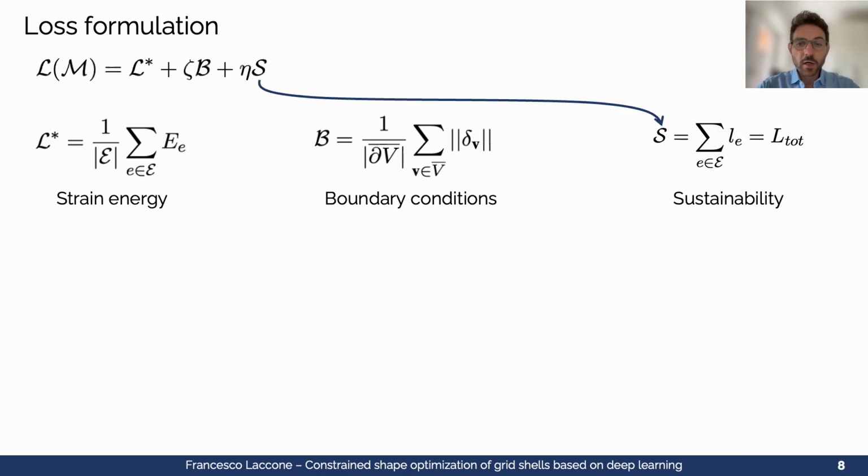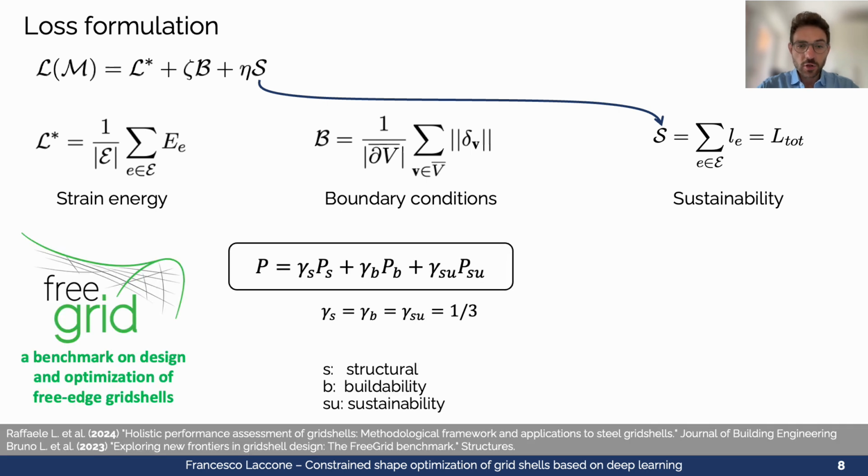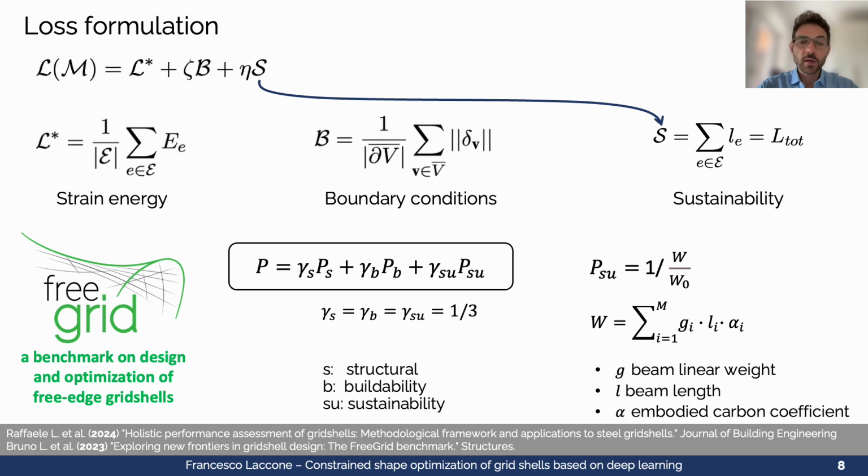The last component is inspired by the FreeGrid benchmark that promotes a holistic performance assessment of grid shells based on 3 components: structural, buildability, and sustainability. In particular, the last one minimizes the carbon emissions of grid shells by reducing the sum of the total beam lengths.